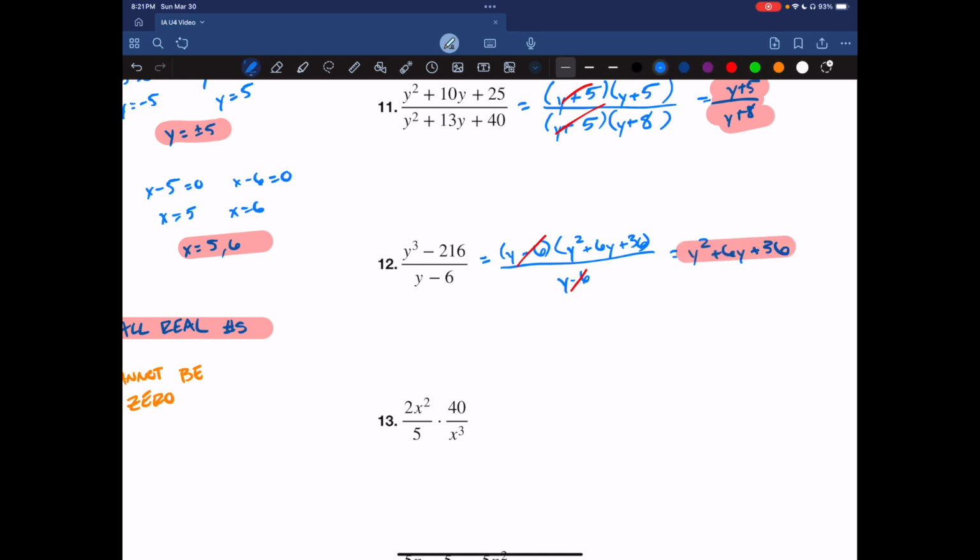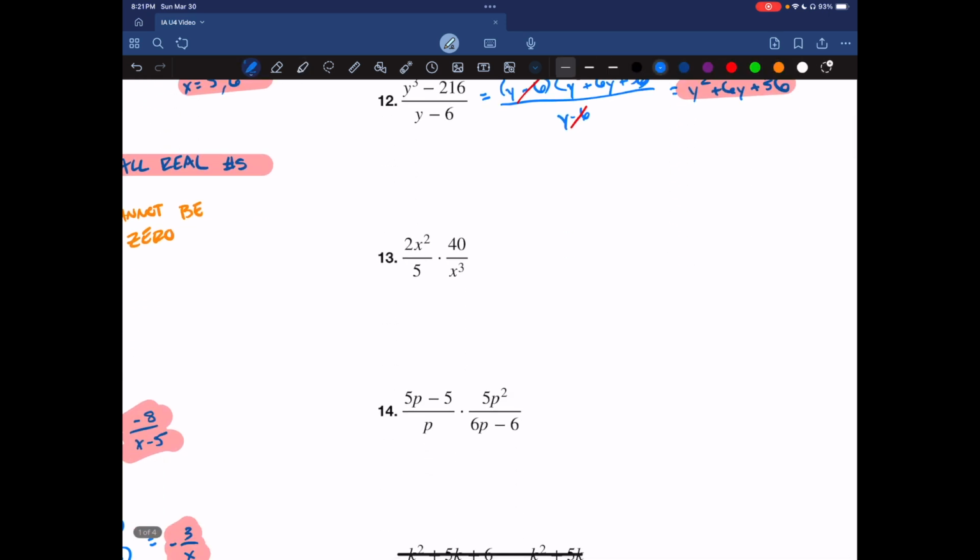All right, number 13. You can multiply first and then reduce, or you can reduce first. If I catch it in time, I always like to reduce first. So 5 goes into 5 one time and 48 times. x squared goes into x squared one time, and x squared goes into x cubed with one x left over.